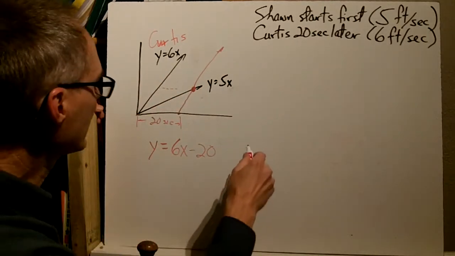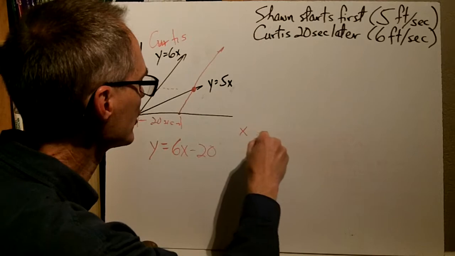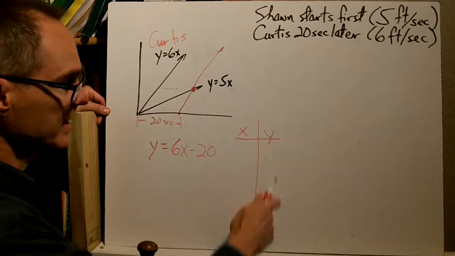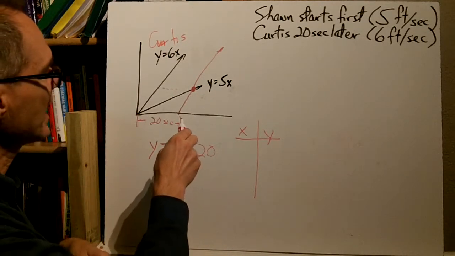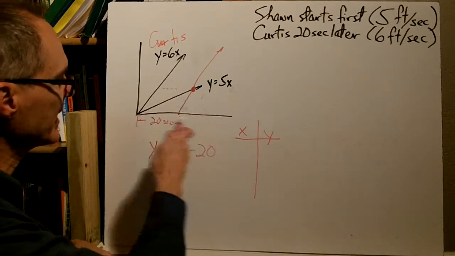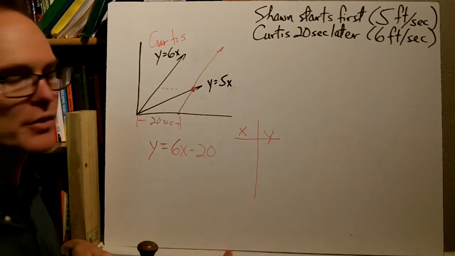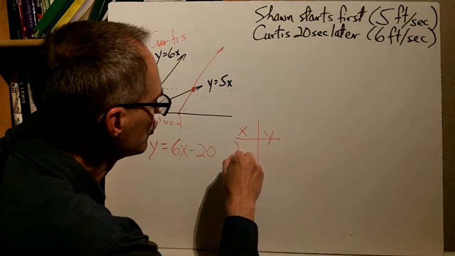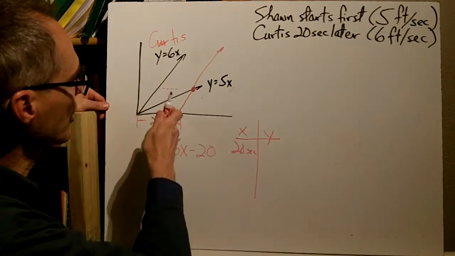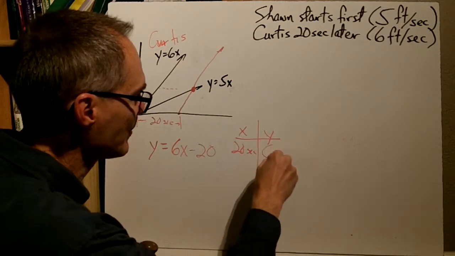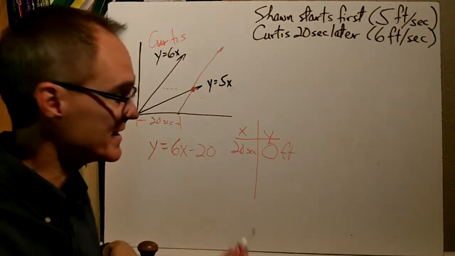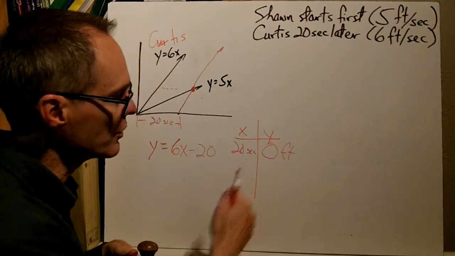There's a quick way, however, to see that this is not, in fact, the correct equation for Curtis. And the way you can see that is by just doing a quick XY table and filling in a couple of values here. One thing that I know is that when x equals 20 seconds, that's when Curtis first starts walking. So when x equals 20 seconds, I would expect the distance that Curtis will have walked to be 0, right?